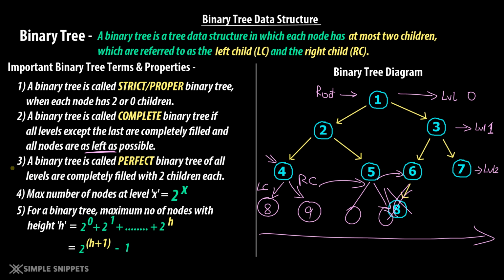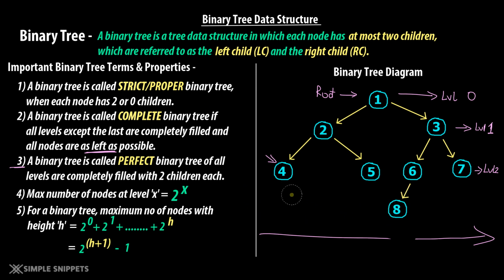And the last one: a binary tree is called a perfect binary tree if all levels are completely filled with 2 children. Of course, when I say all levels, it means excluding the last level, because the last level would be leaf nodes and leaf nodes do not have children. So taking the same example, we have 3 levels, right? This is level 3, but level 3 has only one node, so this is not a perfect binary tree.